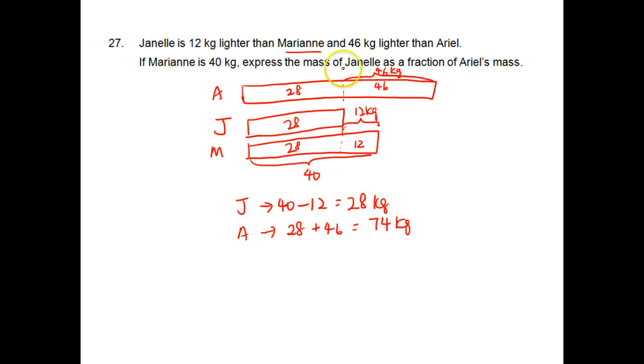Express the mass of Janelle to Ariel is 28 is to 74. This is in ratio. I want a fraction, so it's 28 out of 74 or 14 out of 37.